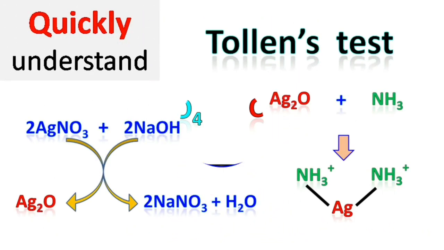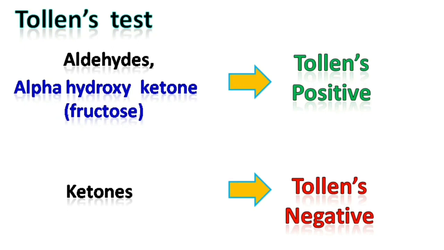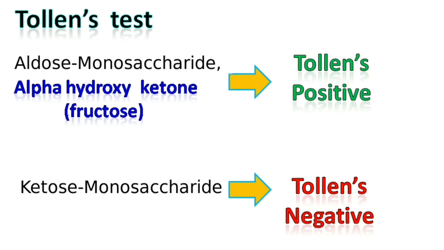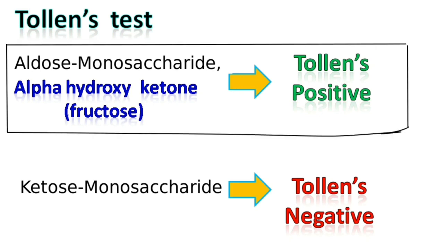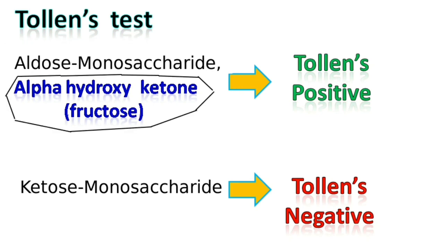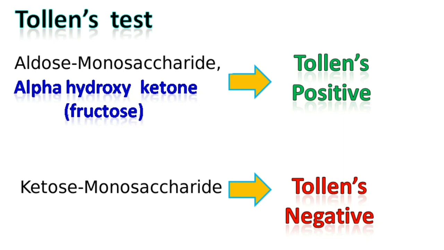Let's talk about Tollen's test. Tollen's test is a test used to distinguish between aldehydes and ketones, and in biochemistry, it's a test used to distinguish between monosaccharides having an aldehyde group versus monosaccharide having a keto group. Only the monosaccharide having an aldehyde group reacts to give a positive Tollen's test. However, there is an exception over here. This test cannot distinguish between aldehydes and alpha hydroxy ketones like fructose.